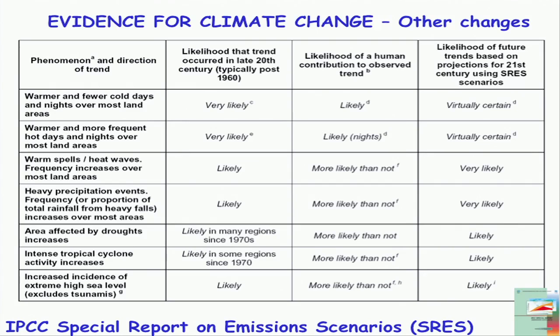So we're looking at the likelihood of future trends based on projections for the 21st century using these so-called SRES scenarios. And again, we'll talk about those special report on emission scenarios later, but have a look at that if you want to. And again, they say that essentially those phenomena and the predictions from those changes are virtually certain to occur, or very likely or likely.